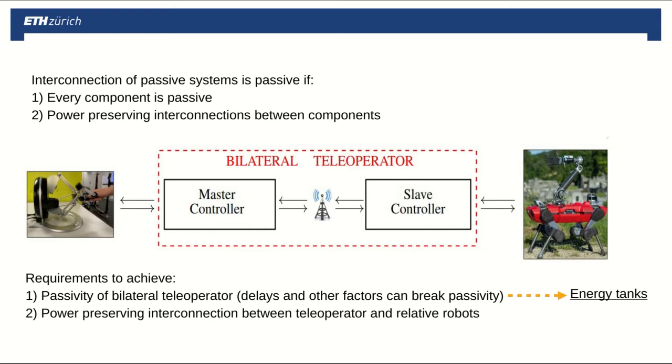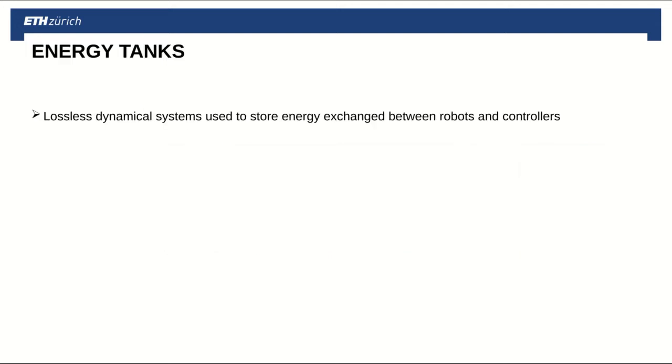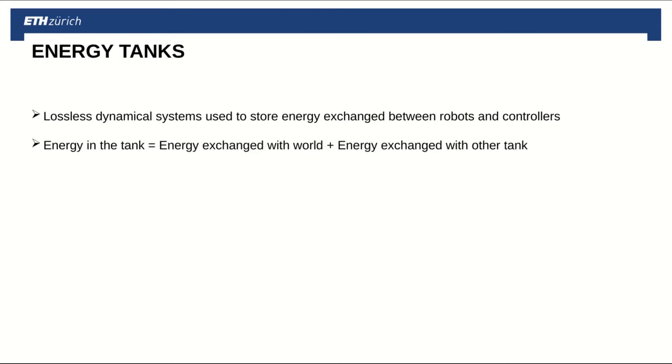The first requirement will be achieved thanks to the idea of energy tanks, which we are now going to define. Energy tanks are lossless dynamical systems which are used to store energy exchanged between robots and controller. The energy in each tank is given by the sum of two components: the energy exchanged with the world plus the energy exchanged with other tanks.